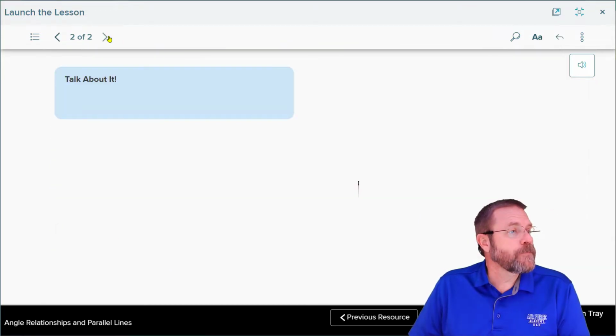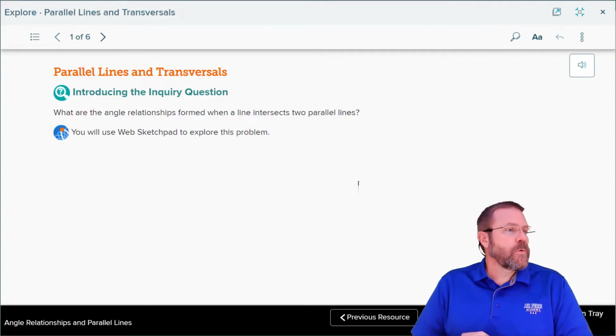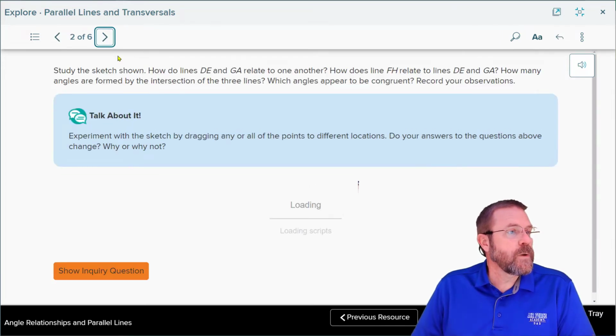Moving forward, it says, can you identify the sets of all the parallel line segments in the apparatus shown? I would hope so, but we're not going to waste time doing that. The introductory question says, what are the angle relationships formed when 2 lines intersect 2 parallel lines? We get to use another web sketch to look at it.